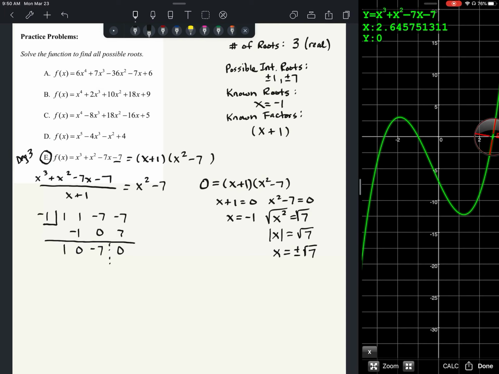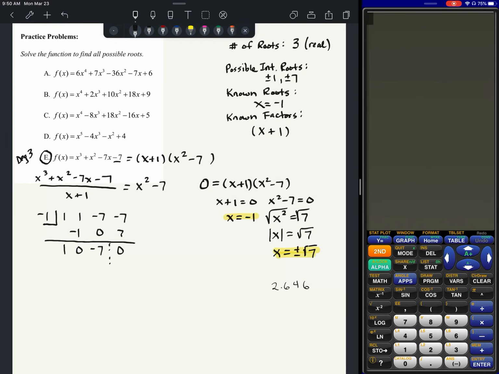So now we are pretty much done, right? We've got x equals -1, and then we've got positive or negative radical 7. So let's double check that real quick. You see that on our graph over here, it says we've got an answer at 2.646-ish, if I round it. And I have one over here at negative, the same thing. So since we got a positive or negative answer, it's looking good.